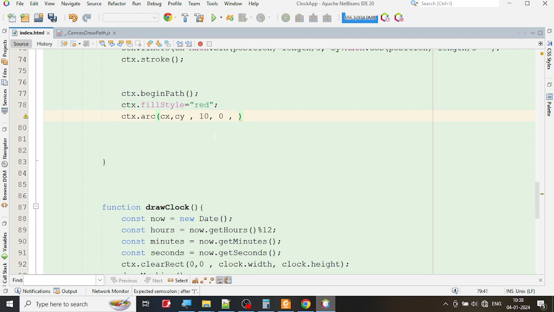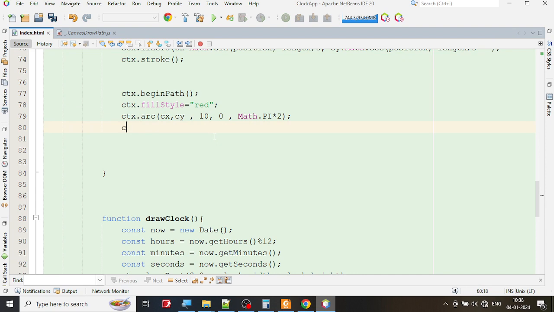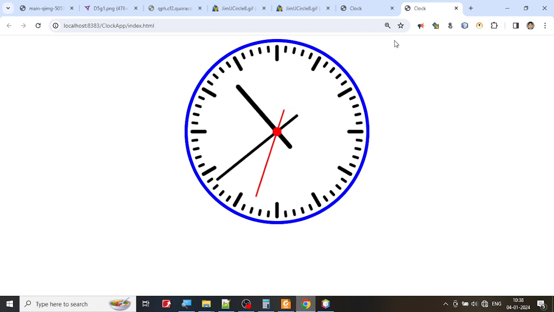How do you draw the circle? You know very well, 360 degrees. So you say Math.PI times 2. So 2 pi radians, you say that. And to complete this whole thing, you are going to say ctx dot fill, and that's it. You just have the circle here. You got the circle right at the center. Okay, done. No, that's not the end of it.